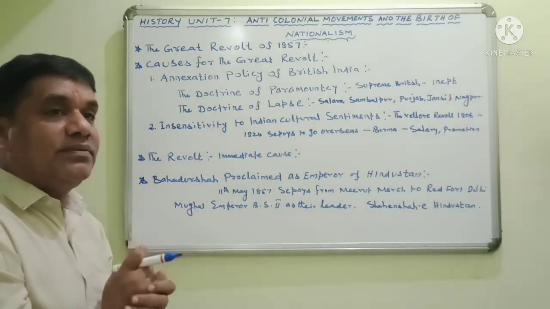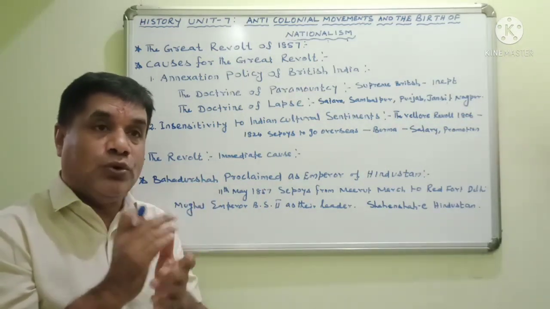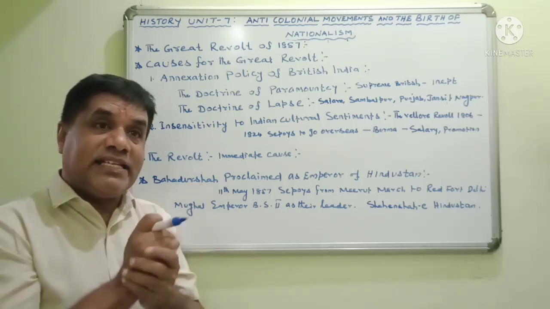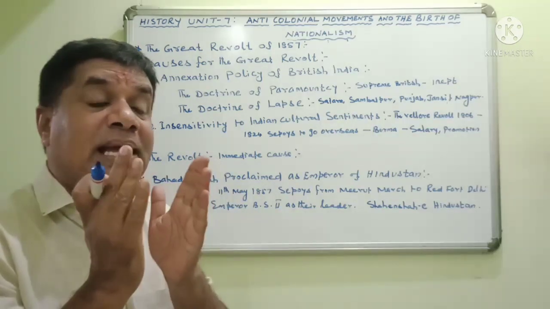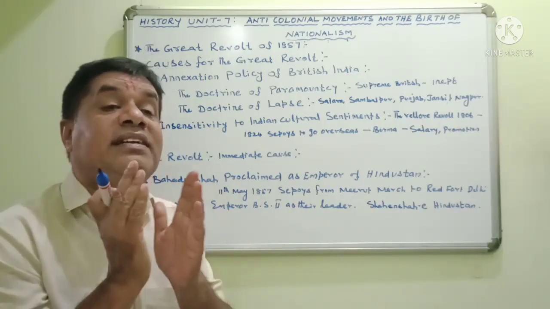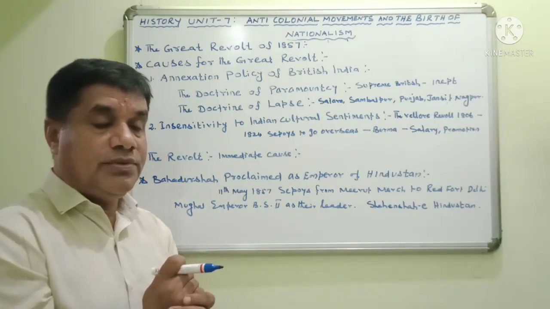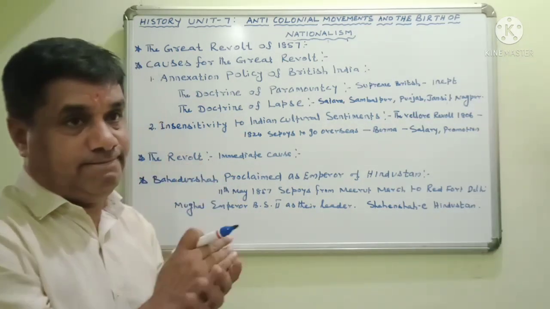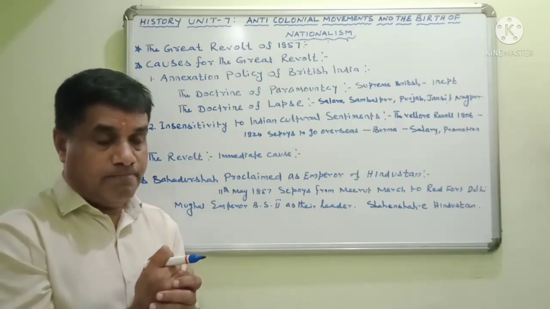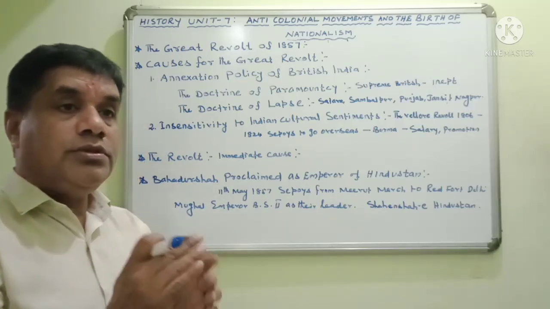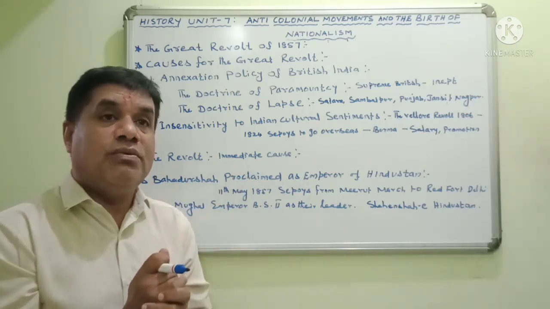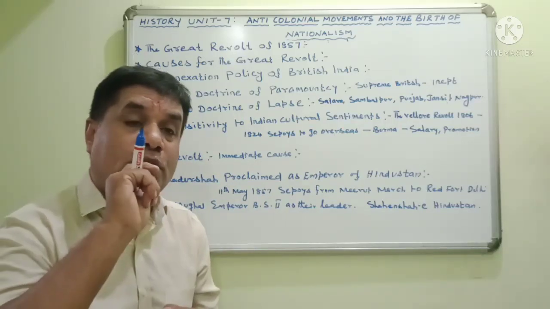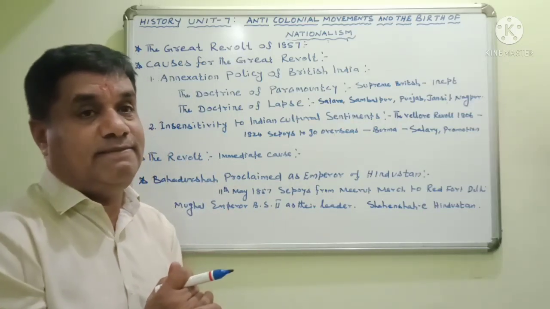The immediate cause for the Great Revolt: the British introduced new Enfield rifle cartridges. These cartridges were greased with cow and pig fat. Both the Hindus and Muslims, before loading these cartridges, had to bite off the cartridges.